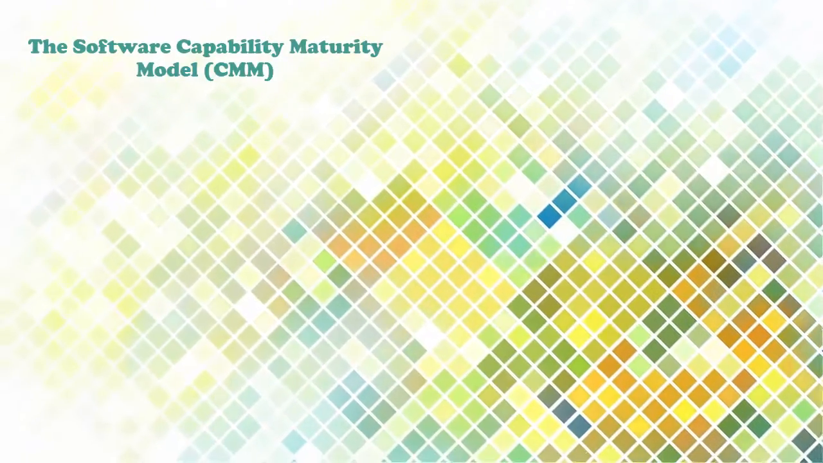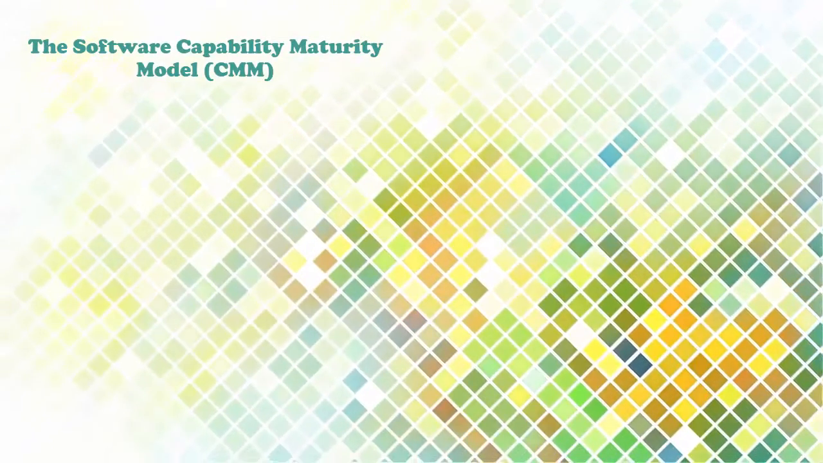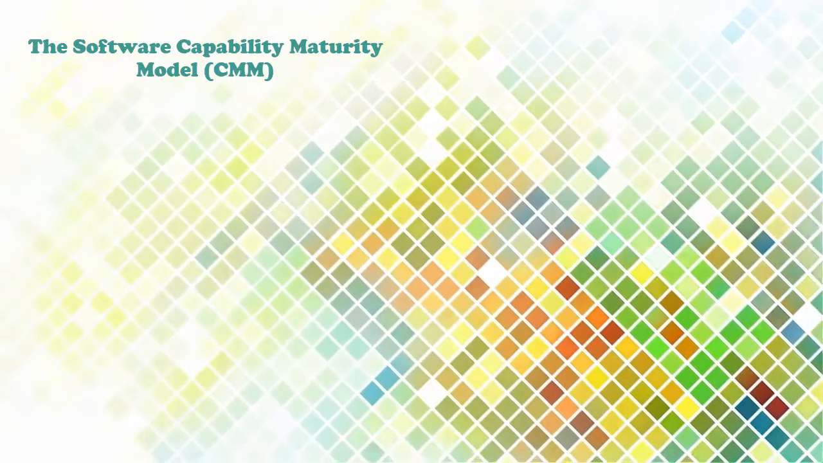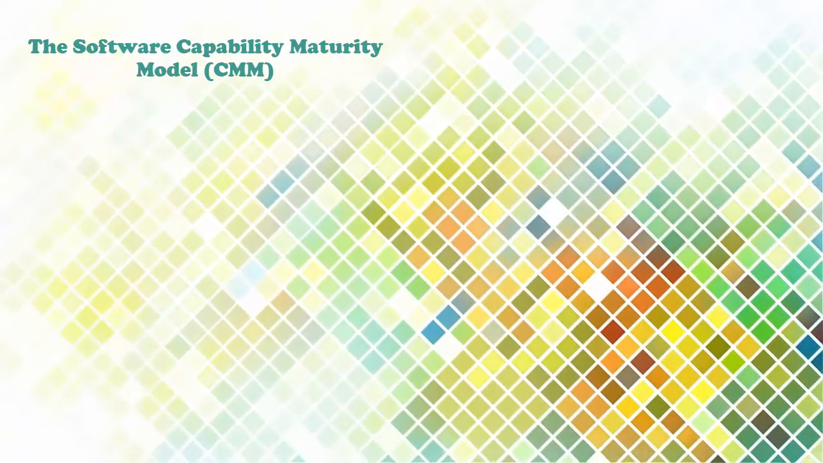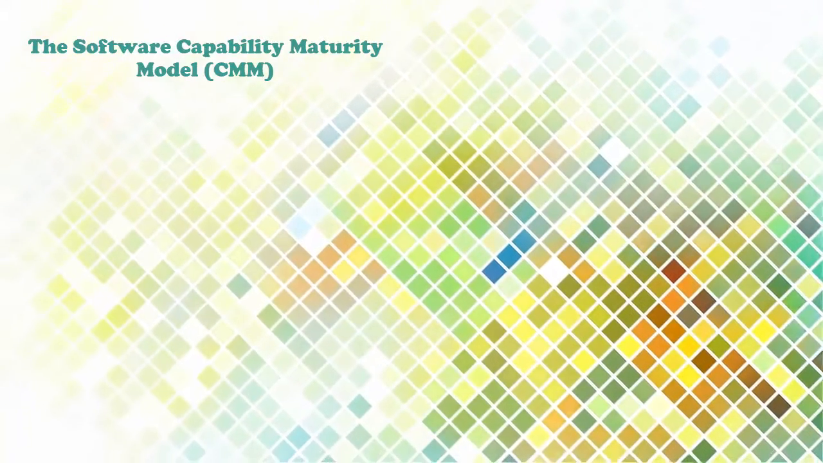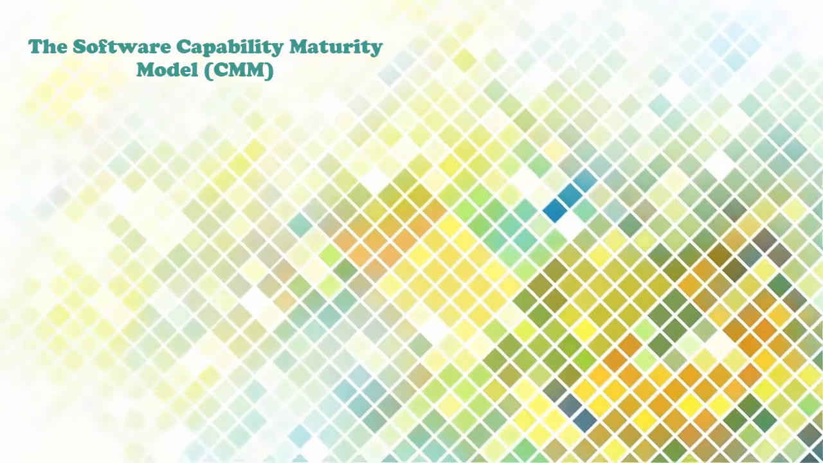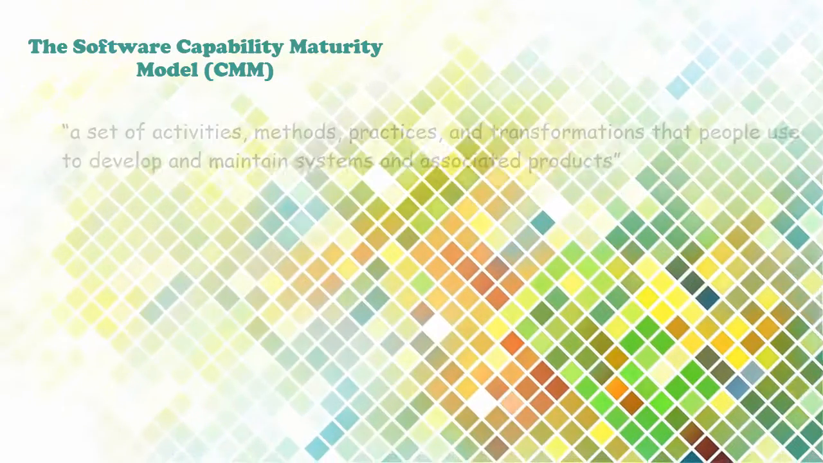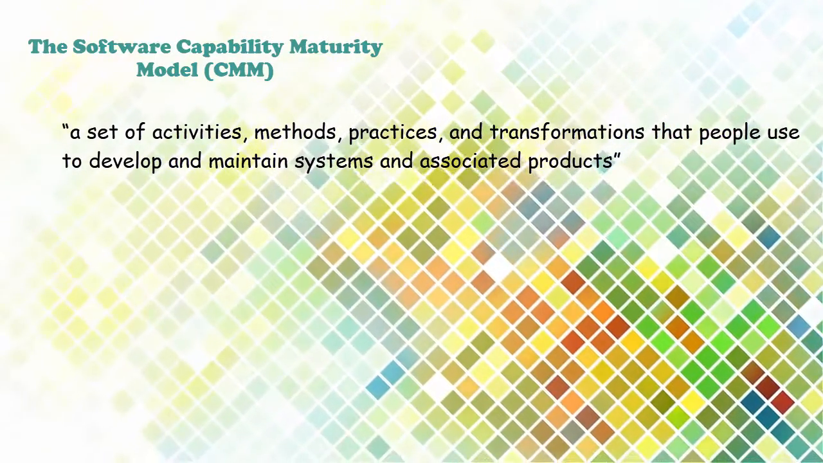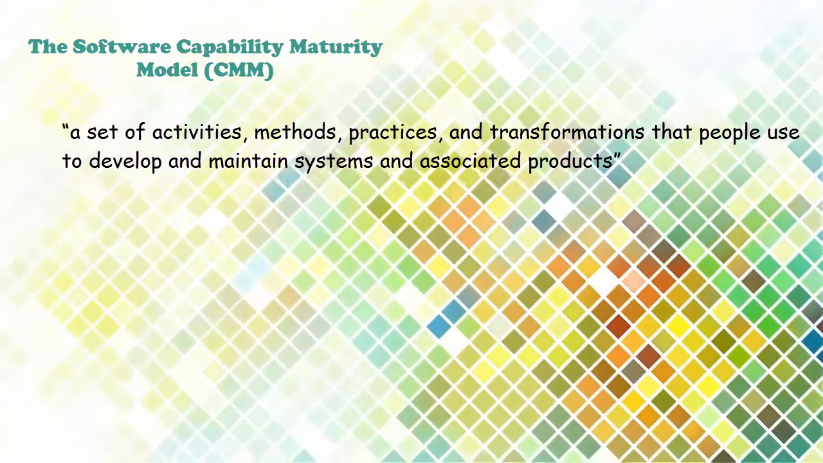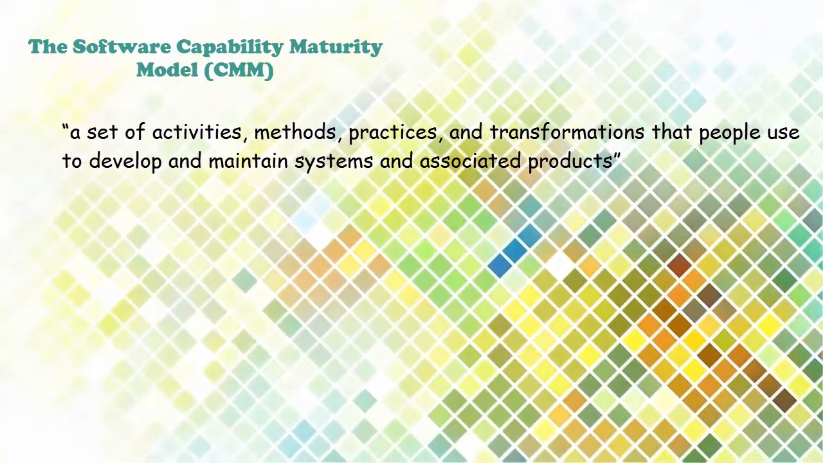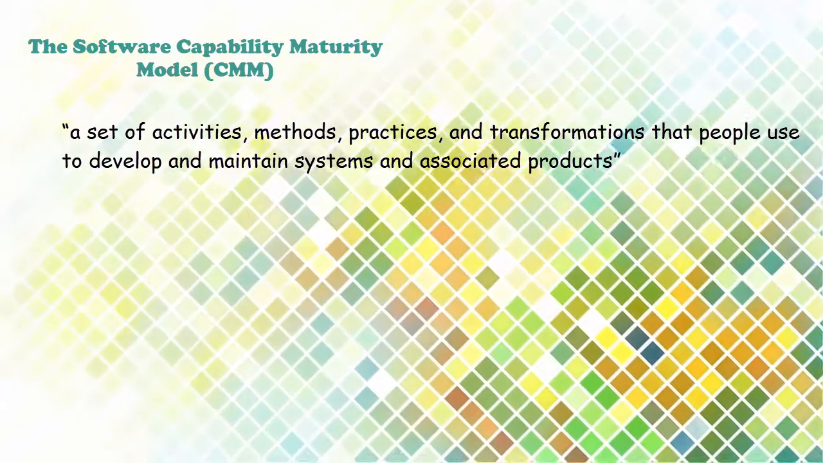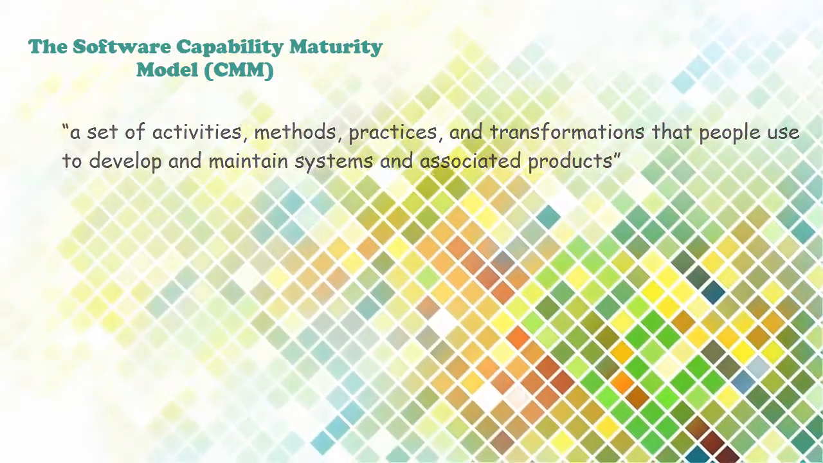So the next topic we'll be touching on is the software capability maturity model. So this model is centered on the concept that the performance of a software product is a direct result of the consistency of the software production and maintenance process associated with it. So in this case, a process is defined as a set of activities, methods, practices, and transformations that people use to develop and maintain systems and associated products.